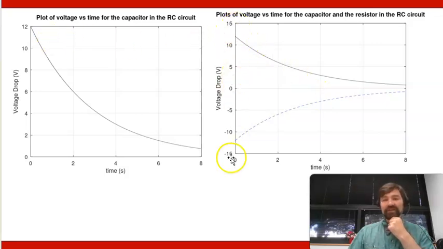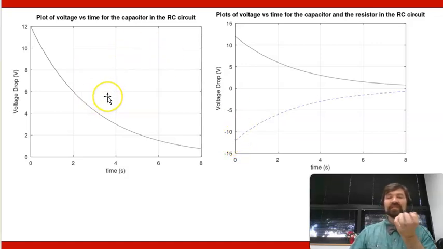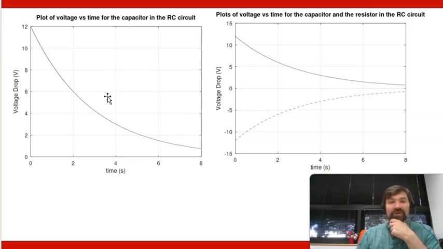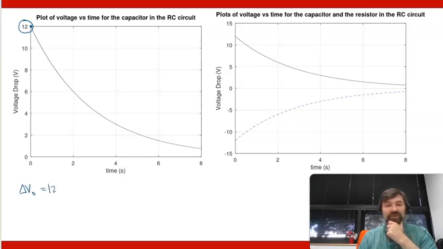Now, granted, I've rescaled the y-axis because I have a negative value here for the voltage drop across the resistor. Another way of looking at it is that the resistor will look pretty much identical to the capacitor's voltage, but in reverse. Now, the other two parts of that question were, what is the maximum voltage across the capacitor, and what is the half-life, or the tau value, I mean. So this right here is the initial voltage, because this is where my voltage is starting from. So essentially my delta V0 is 12 volts.